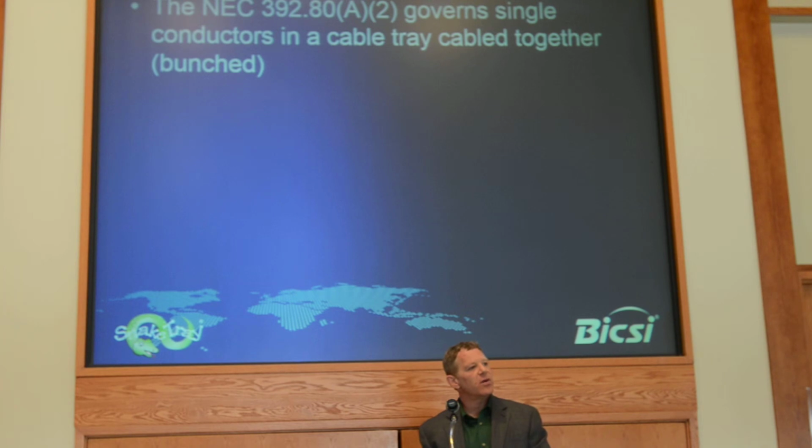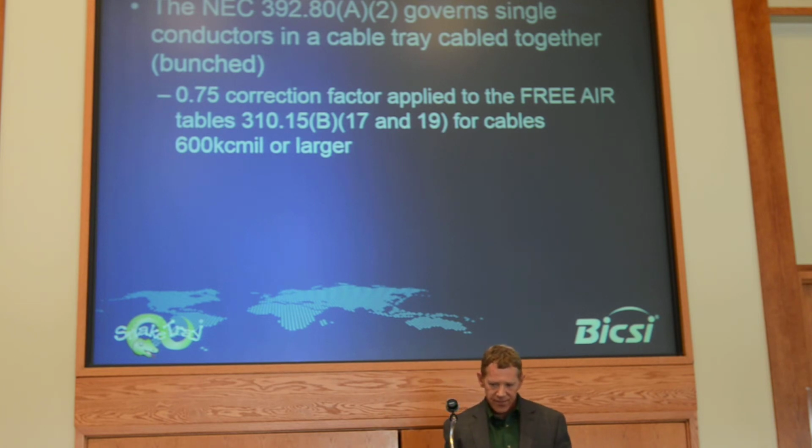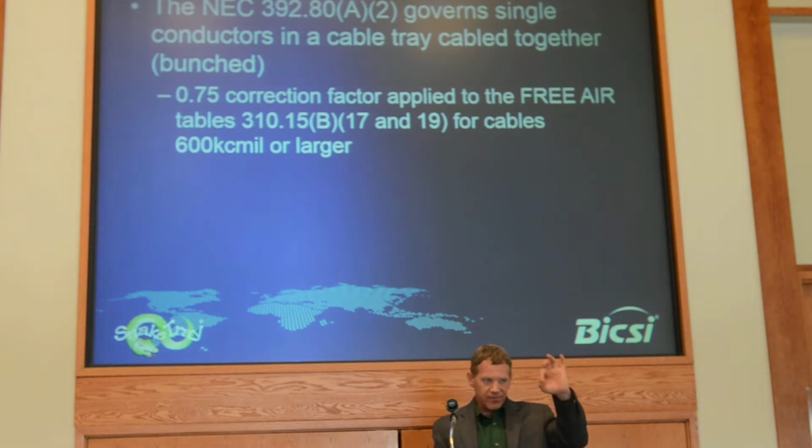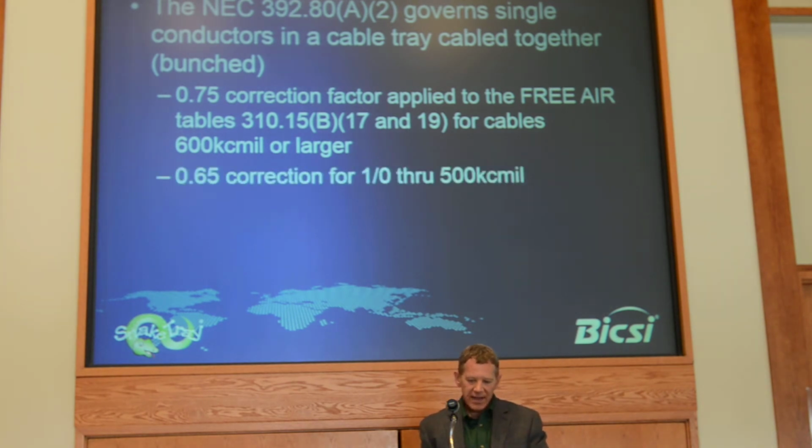392 is the section of code that governs tray, and this particular section governs single conductors bunched together in a cable tray. There's a 0.75 correction factor applied to the free air table for cables that are pretty large in diameter, 600 kilocircular mils or larger. And then there's a 0.65 correction factor for 1/0 through 500. So this is single conductors in a tray.